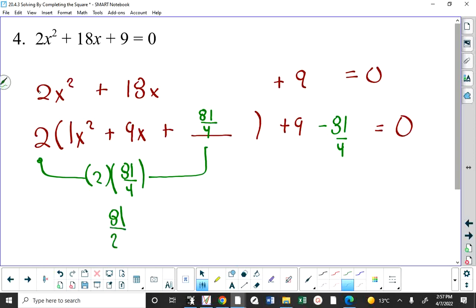81 halves. You can confirm this on your calculator. I know you guys are calculator driven. That's fine. 81 over 4 times 2 will give you 81 over 2. So I have to subtract 81 over 2.